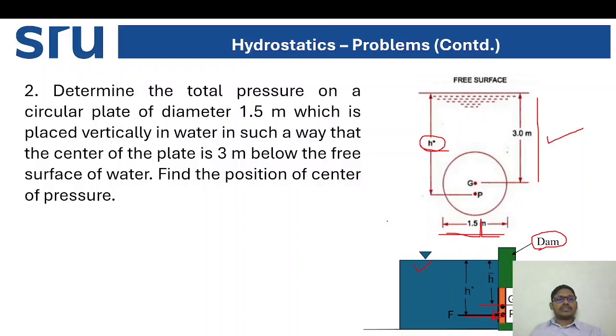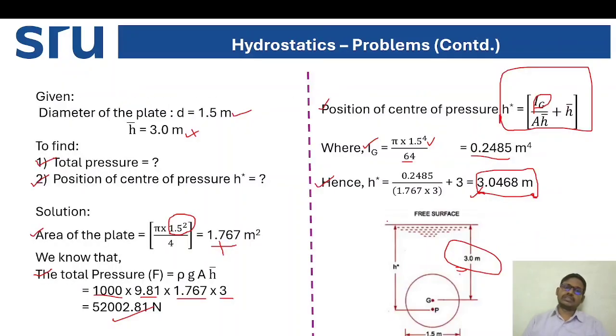Determine the total pressure on a circular plate of diameter 1.5 meter, which is placed vertically in water in such a way that the center of plate is 3 meters below the free surface of water, and find the position of center of pressure. That's what they have given, and that means h star we have to find. H bar already we have.